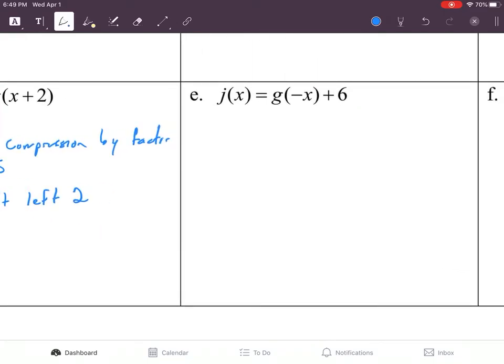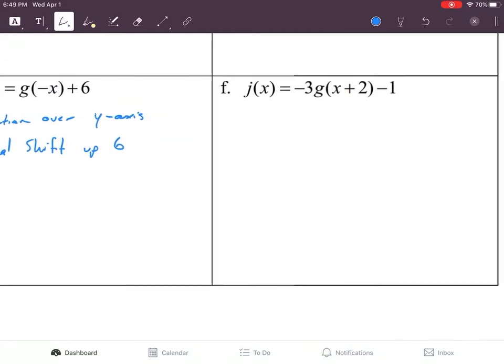All right, the second one here, we have a reflection over the y-axis because it's on the inside of the function being multiplied by the x. We have a vertical shift that's going up by 6.